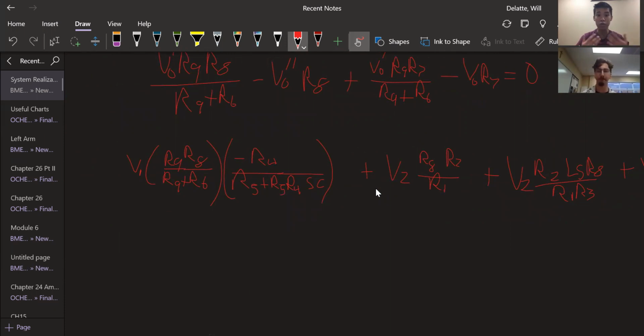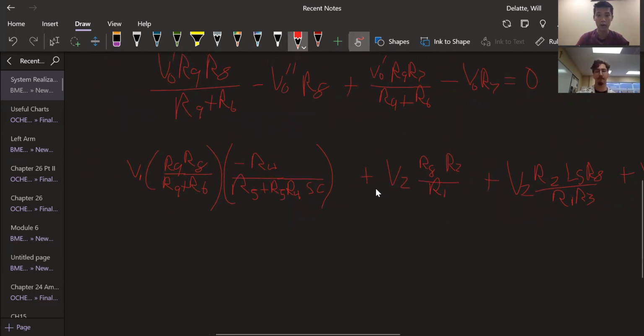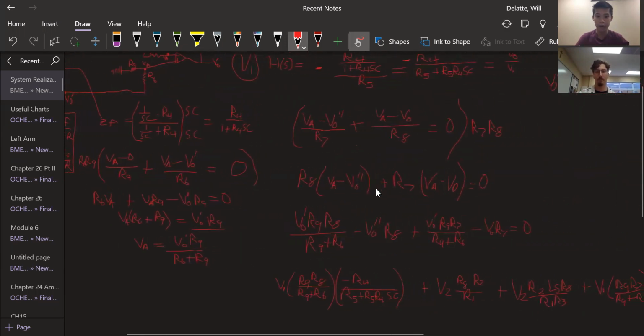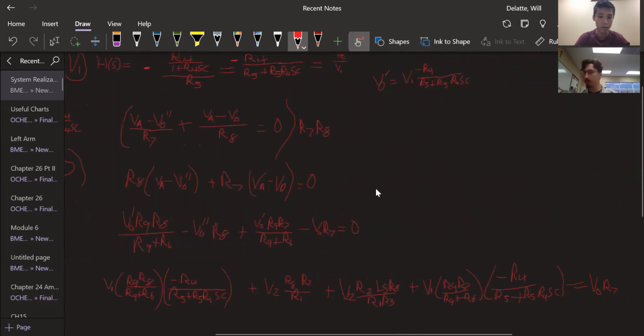So for some people, you could just go ahead and plug your V out prime and your V out double prime in. But for some people, you might also find that since your V out prime terms both have a denominator of R9 plus R6, you could go ahead and combine them before you plug in V out prime. But again, it's more up to personal preference than anything else and what helps you with the algebra.